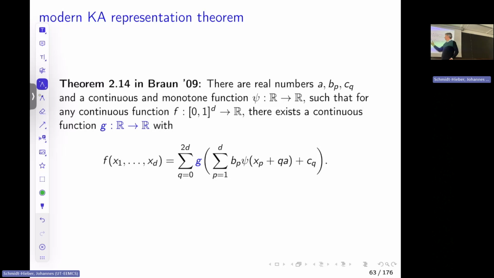And the only thing is that the information about this f is all in the outer function g, which is also a univariate function. And here you can take numbers, right? You can pick them before you even represent the function. B_p,q, so q is this index here, the a, and these c_q, which are indexed in this. And also this function psi that you can take to be continuous and monotone. It does not depend on the f, so it's just something universal that you can put here.